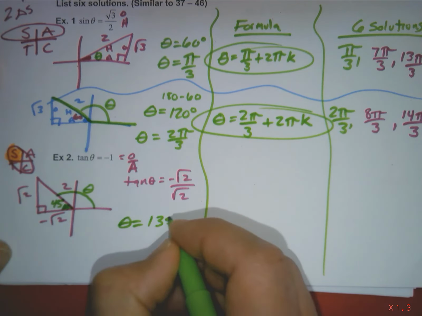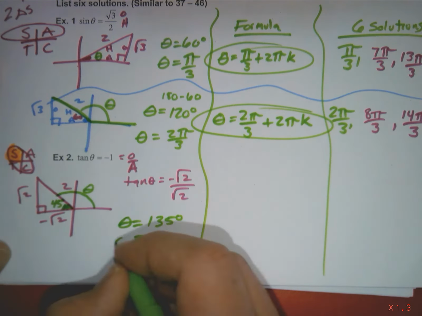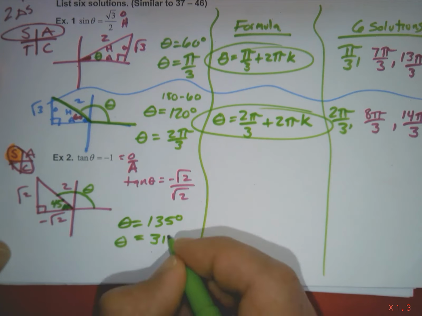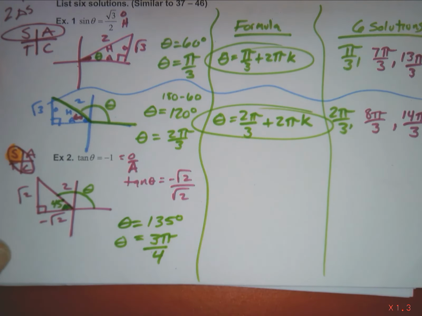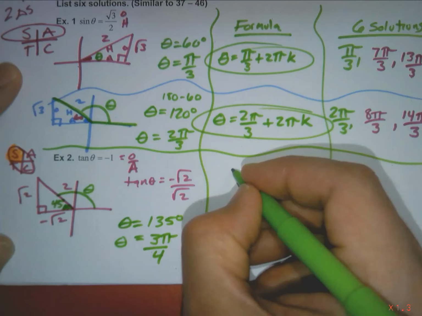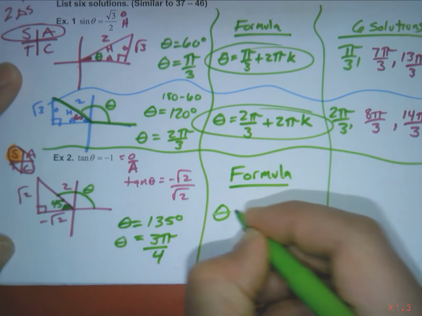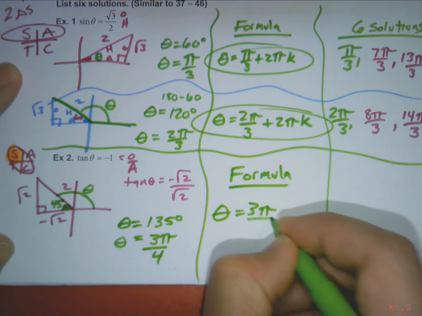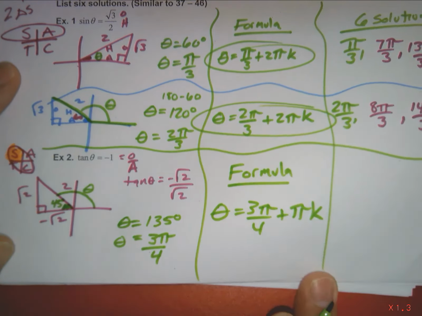135. And go ahead and divide that by 180. Put a pi on top, so it's in radians. That's what? 3 pi over 4. Okay. So my formula for this one would be that angle, 3 pi over 4, and then plus pi k, not 2 pi k.